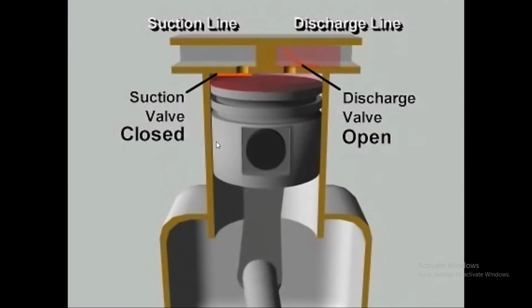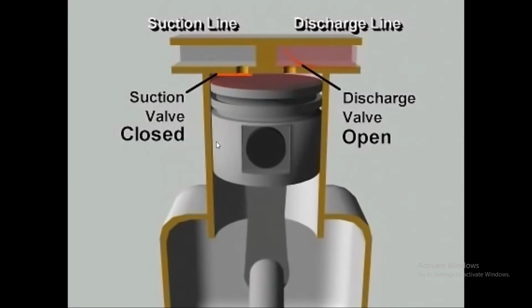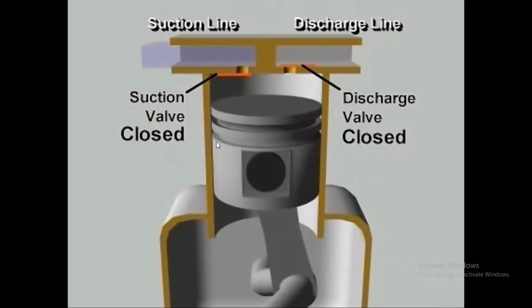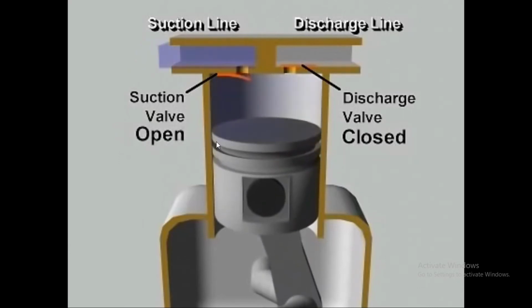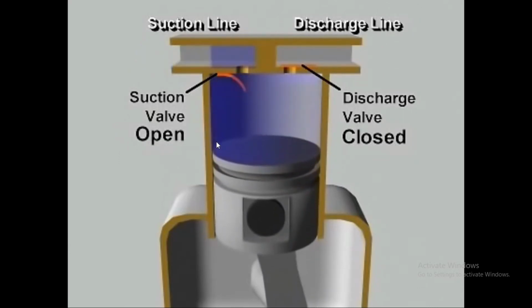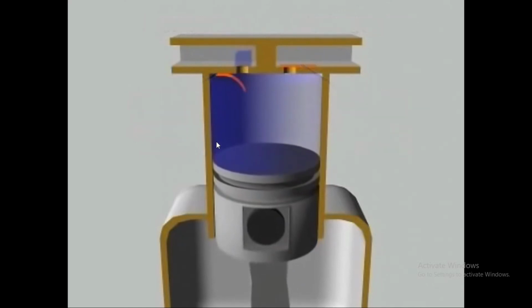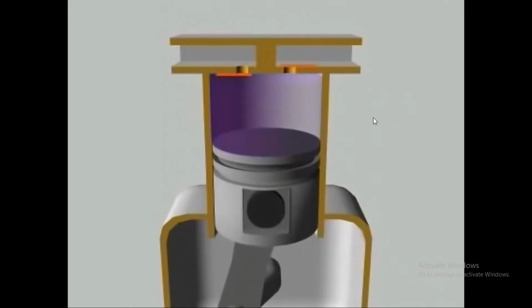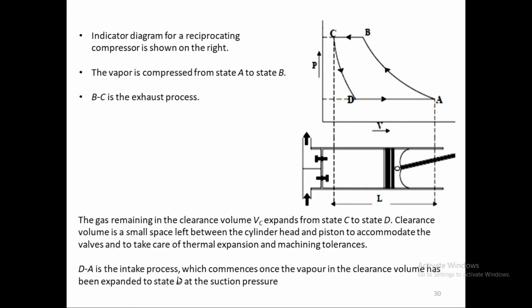This continues until the piston reaches the top of its stroke and most of the compressed vapor has been expelled into the discharge line. When the piston begins its downward stroke, the discharge valve closes. The complete cycle then repeats during each revolution of the crankshaft. This is the mechanical positive displacement vapor compression cycle using a reciprocating compressor.